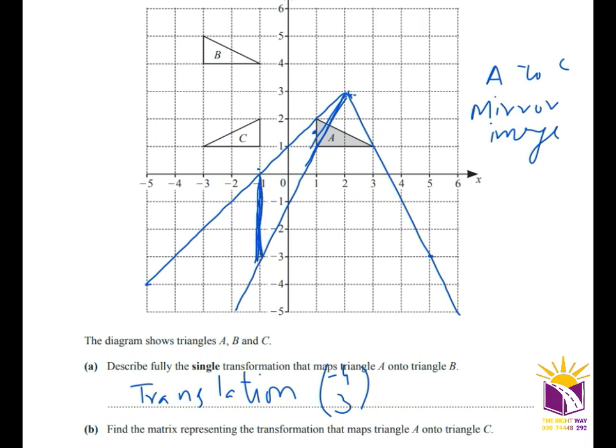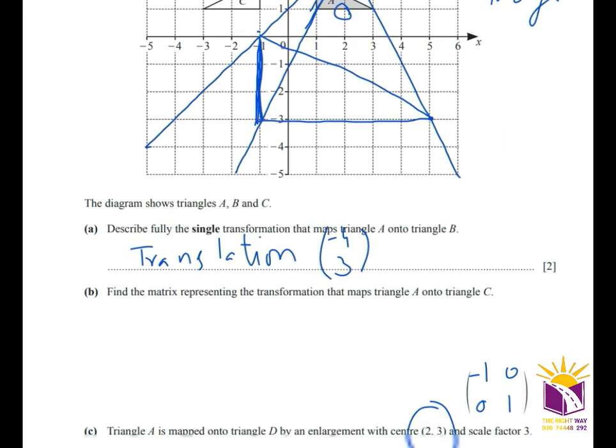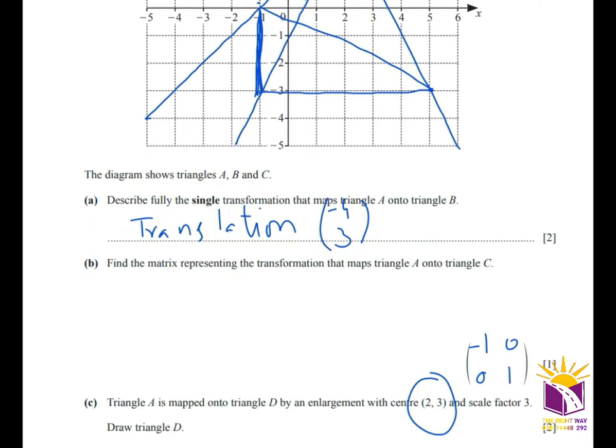1, 2, 3. There is one block here, and here are 3 blocks. Now for 2 blocks, I would get 6 blocks: 2, 4, 6 blocks. Now join these two. This will be my desired triangle, which is 3 times larger than my image A, and the center point is 2, 3.